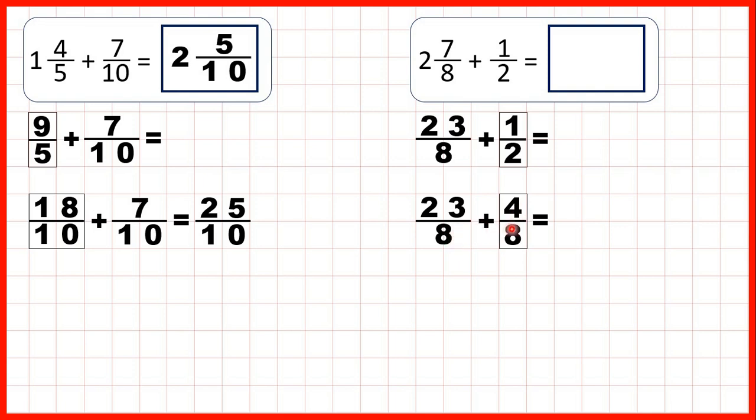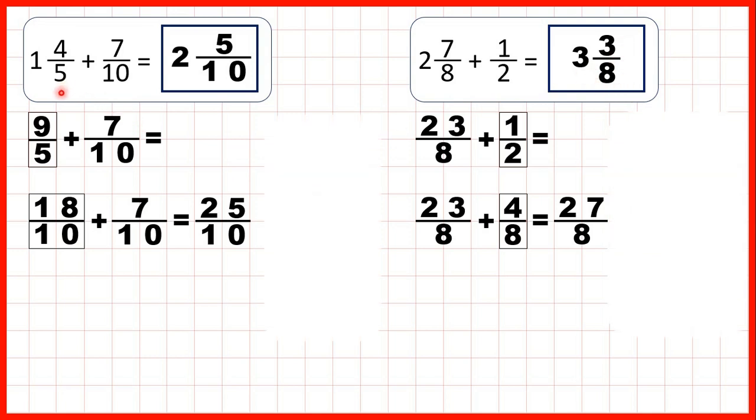Now we have a common denominator, so that stays the same in our answer, and 23 plus 4 is 27. So as an improper fraction, our answer is 27/8. If we want to turn that back into a mixed number, then we can divide 27 by 8. That's 3 remainder 3, and the denominator stays the same, so our answer is 3 3/8.